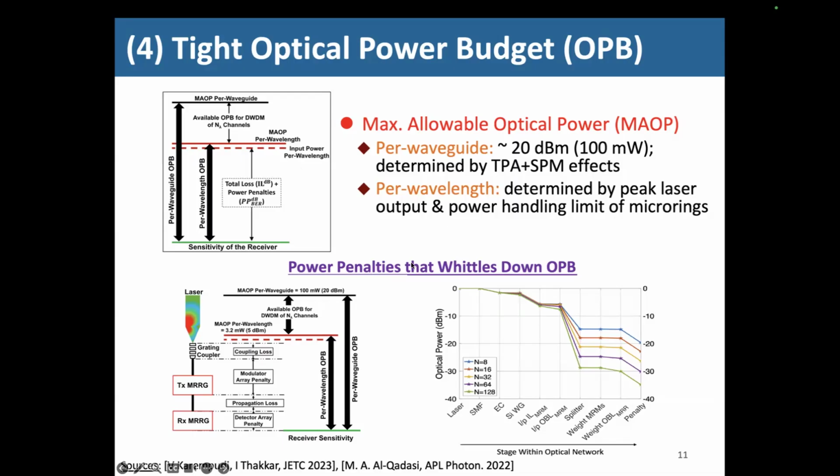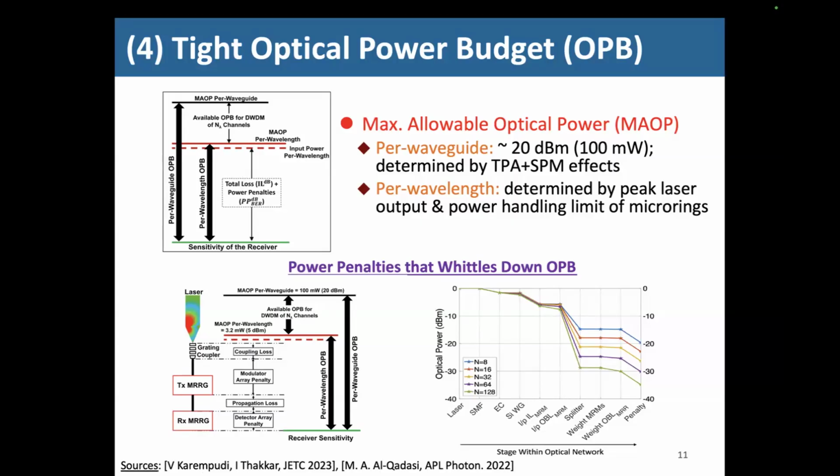We call it MOAP, maximum allowable optical power, right? So that basically gives us the budget. We have the ceiling and the floor, and all the power penalties and losses that we talked about have to fit in this budget. They whittle down the optical power budget, and whatever remains can then be used to support wavelength multiplexing or spatial multiplexing and so forth, right?